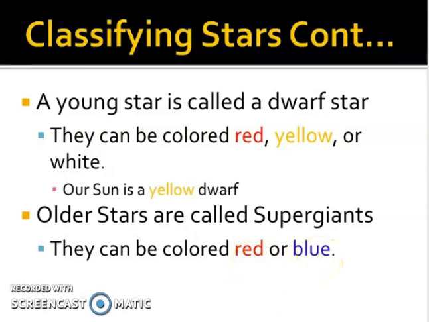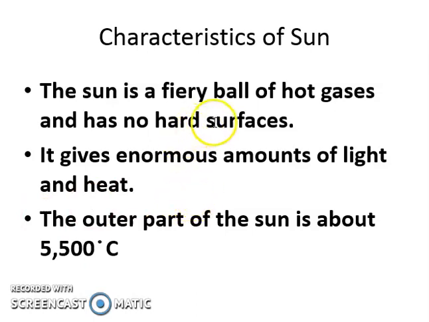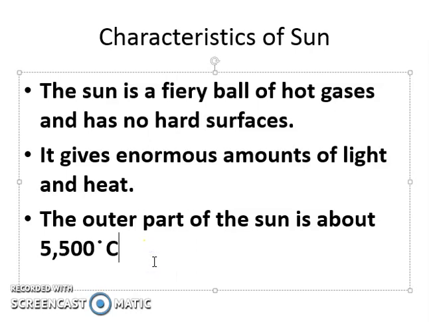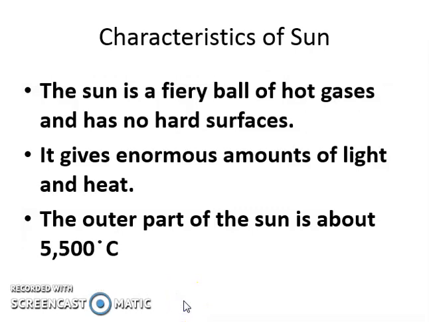Another characteristic of the sun is that it is a fiery ball of hot gases that has no hard surface. As I mentioned, you cannot land on it. Why? Because it is not solid, so there is no hard surface. It gives enormous amounts of light. Next, the outer part of the sun is about 5,500 degrees Celsius. Imagine, it's so hot. That is just the outer part. The inner part is even hotter. I will discuss that later.